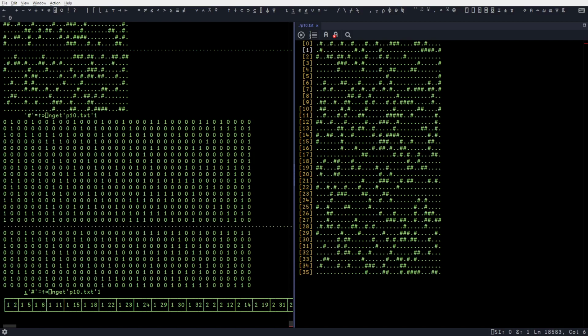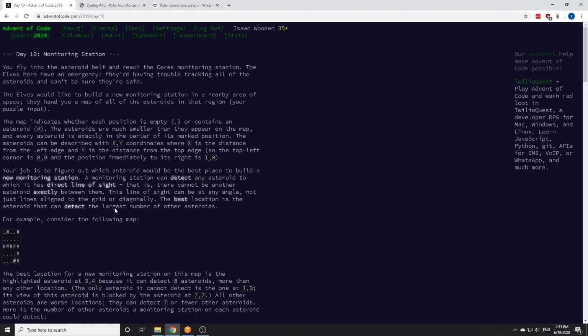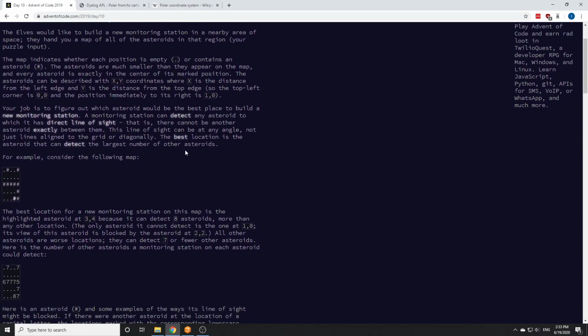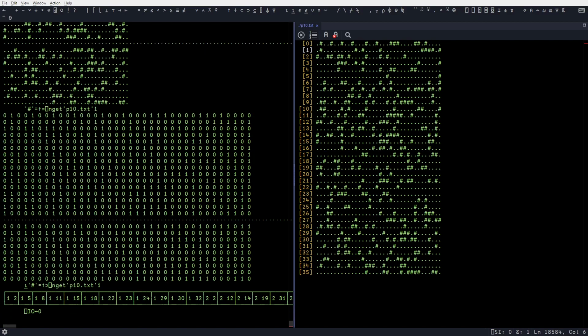One other thing before I forget, sorry. Let me show you the problem spec. There's a couple things going on with these coordinates. The problem spec says the top left corner is 0, 0, and the position immediately to its right is 1, 0. So before anything else, we should set ⎕IO to 0. By default, APL uses 1-based indexing, but this problem calls for 0-based indexing, so we'll switch that.